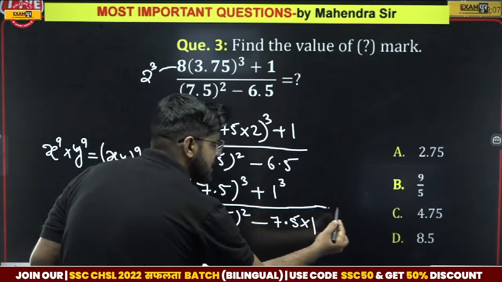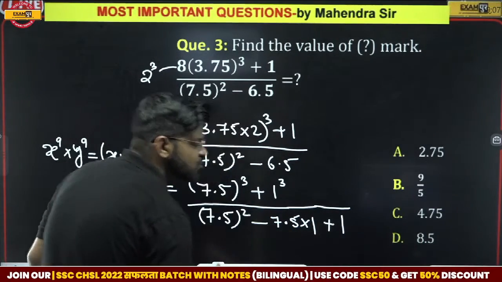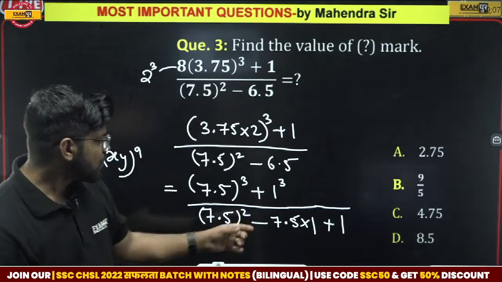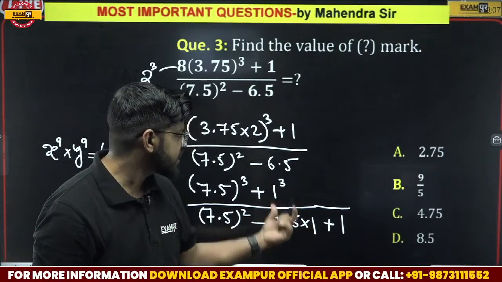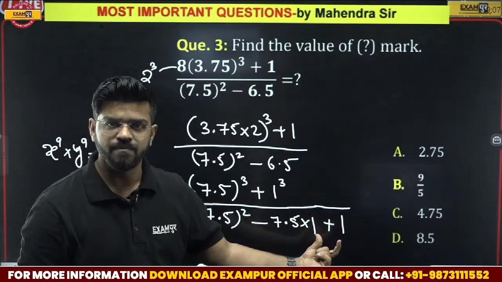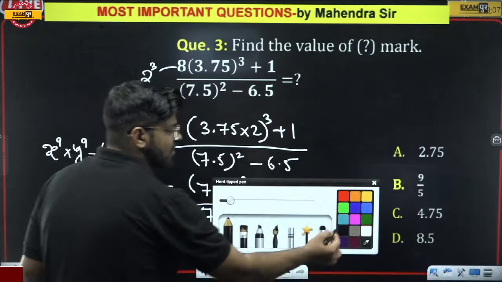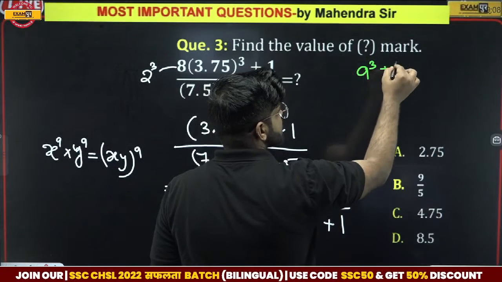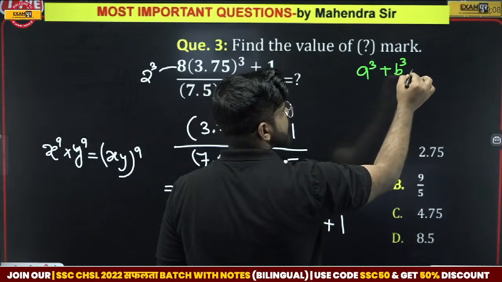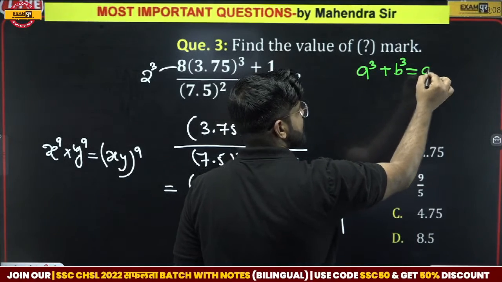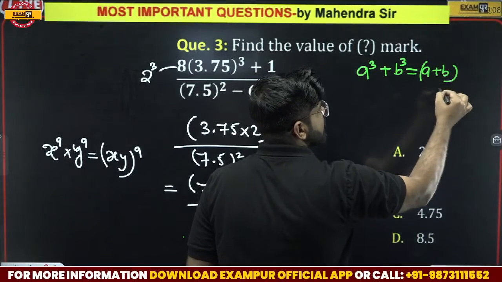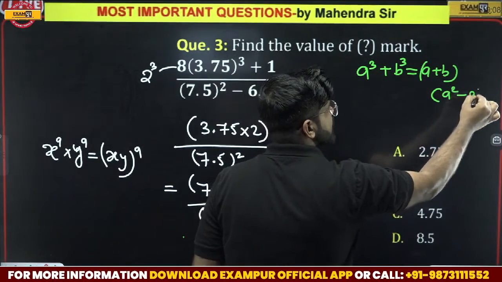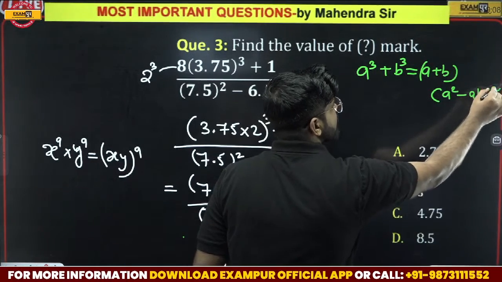Minus ab plus b square plus b square, so plus 1 should be there. So minus 7.5 plus 1 is nothing but 6.5. Okay, so now we have cracked it already, you know that formula. a cube plus b cube is nothing but a plus b into a square minus ab plus b square, right?